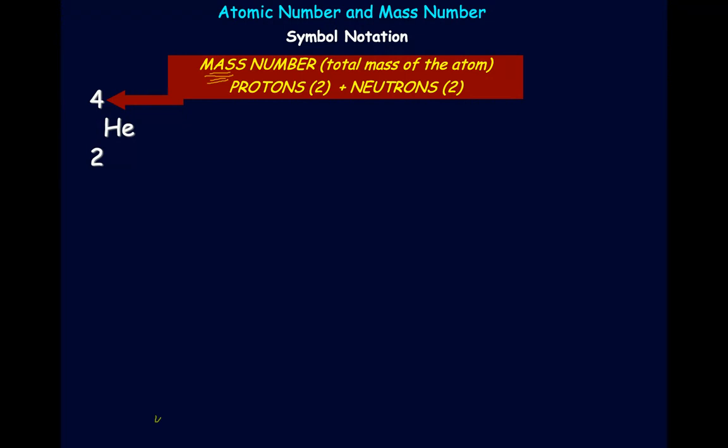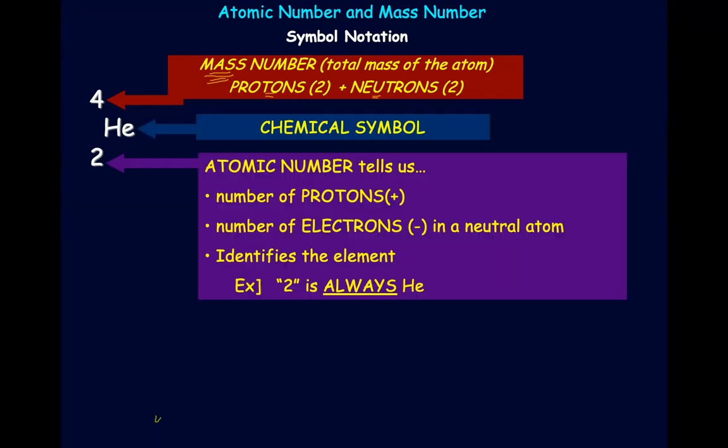Okay, now if I just gave you this number, you probably wouldn't know too much, so you kind of need the lower number, and the lower number is the number of protons. So the top number simply tells you have 2 protons in here for helium and 2 neutrons. Okay, the chemical symbol would be here, and of course the atomic number would be down here.